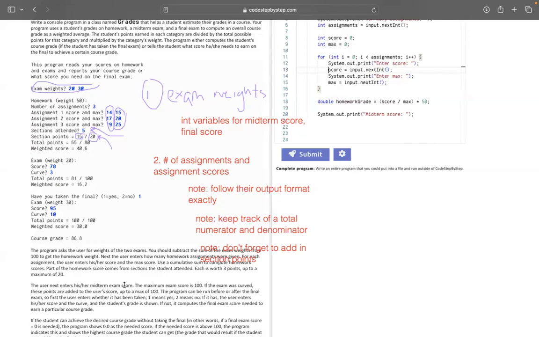Wait, why is this sections attended 5 over again? Why is it what? 5, this sections attended. Sections.